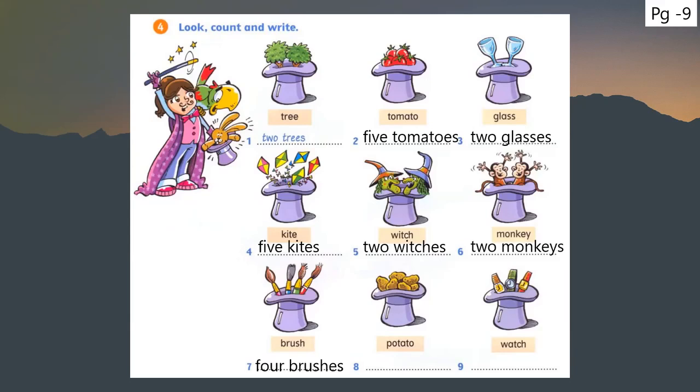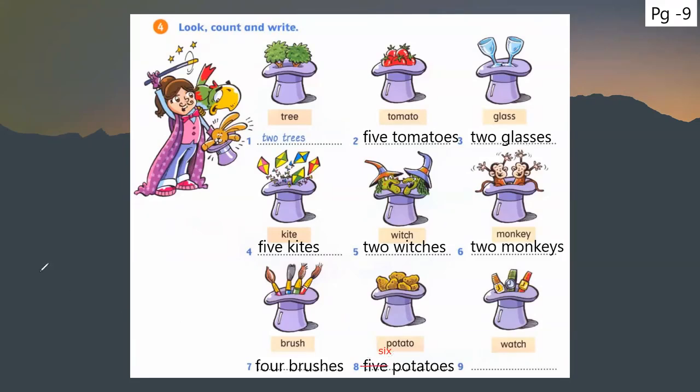Potato, ES. Okay. How many potatoes? Six potatoes. Okay, you can write six. Six potatoes, right? So you have to change this one. Six potatoes. And so next one.